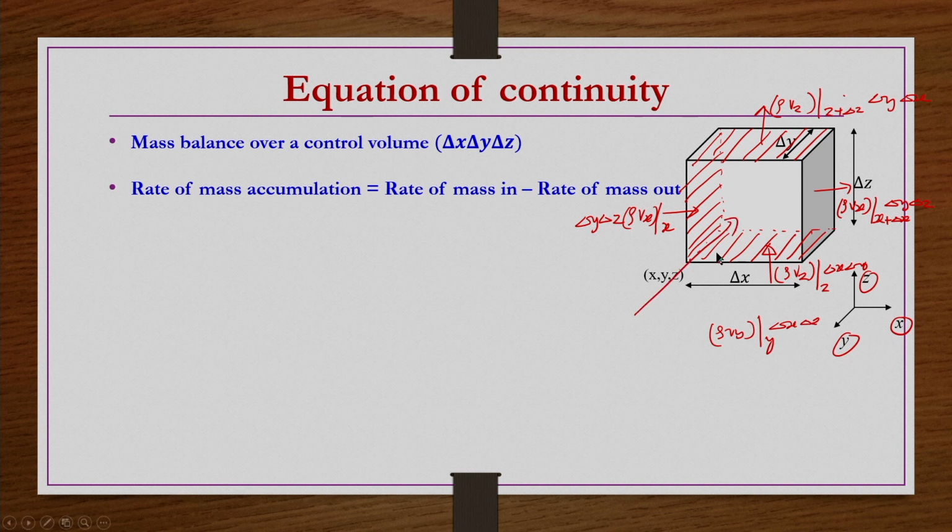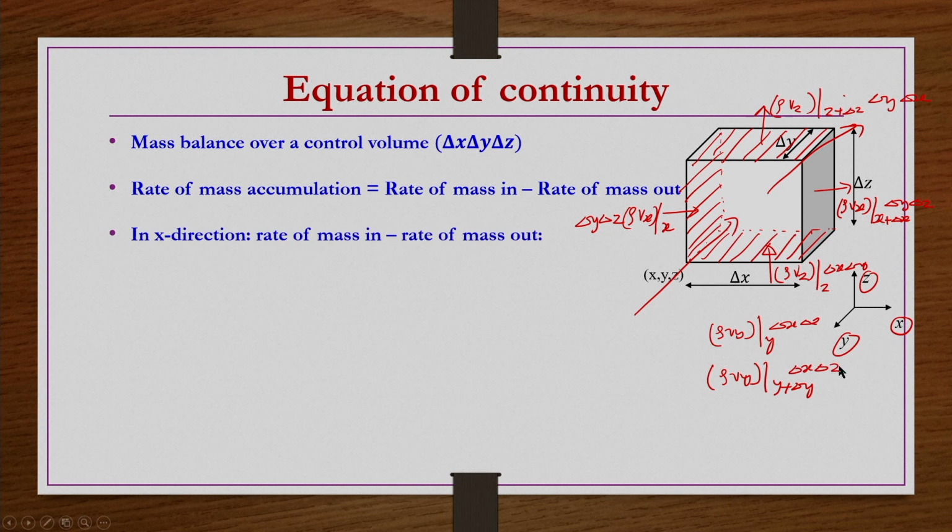Similarly, the rate of mass leaving at location y plus delta y is rho Vy at y plus delta y multiplied by the area of the face through which it is leaving, that is delta x, delta z. So, that is what we are doing.